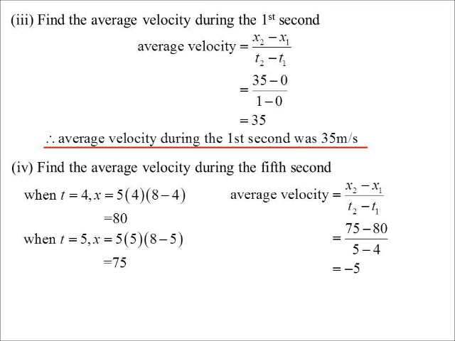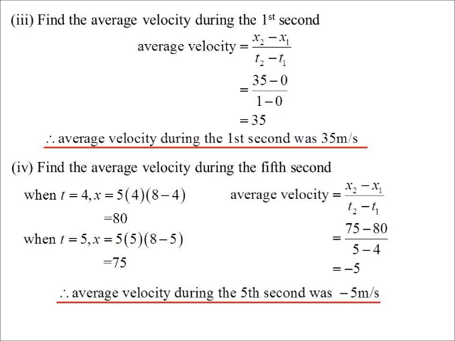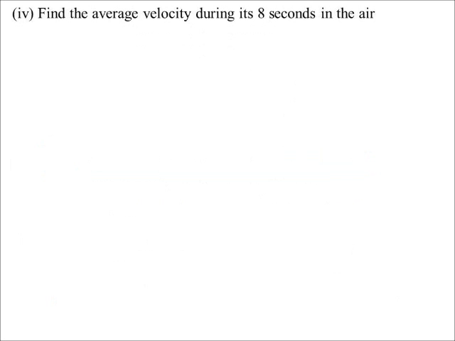With velocity and displacement, these sorts of questions, basically it's telling us something about the direction. So negative 5 tells me, yes, it's travelling at 5 metres per second, but it's going down. It's travelling in the negative direction. So average velocity, negative 5 metres per second. Find the average velocity over its whole 8 seconds in the air. This is where it becomes a little bit strange.